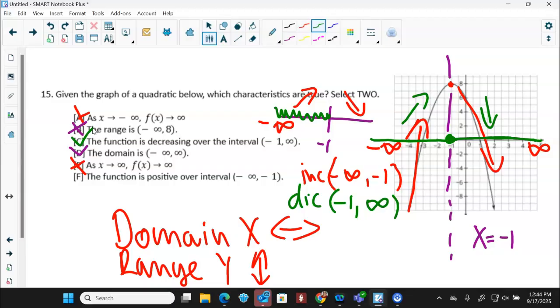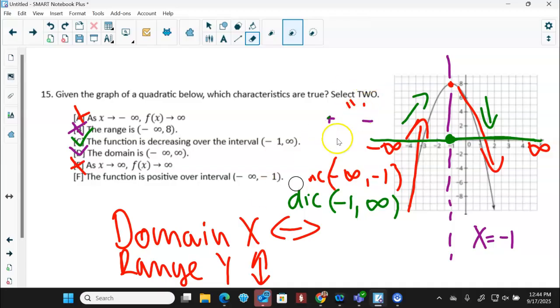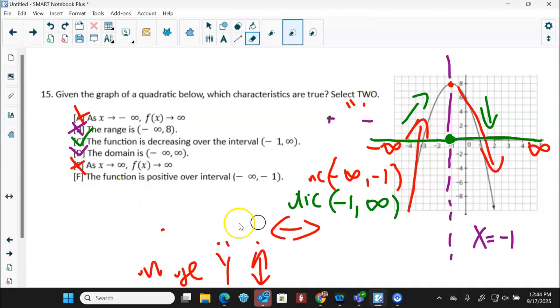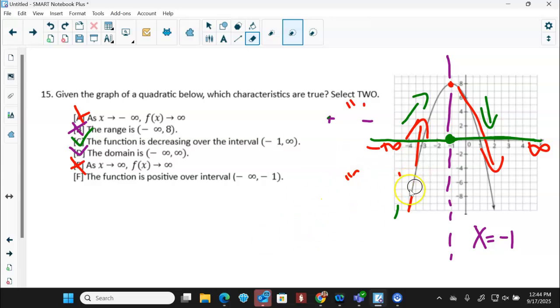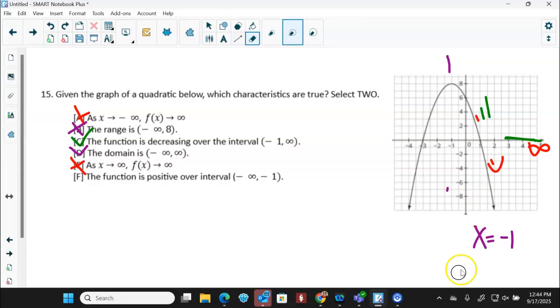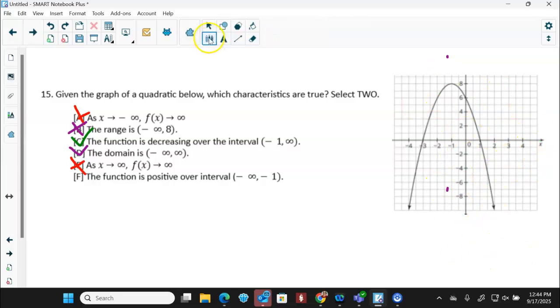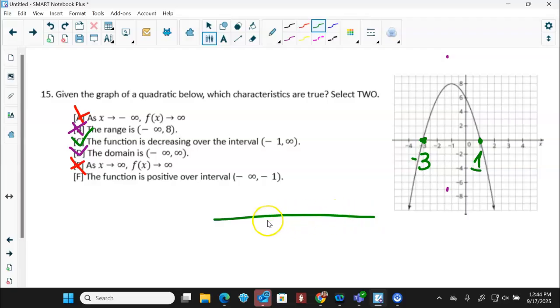Now let's talk about positive and negative numbers. How do we get positive and negative numbers once again? That is going to depend. So the axis of symmetry is decrease, increase, and the x-intercept is positive and negative. Okay, so once again, positive and negative. We are going to find my x-intercepts. So that's -3 and 1. I'm going to mark it right here, -3 and 1.